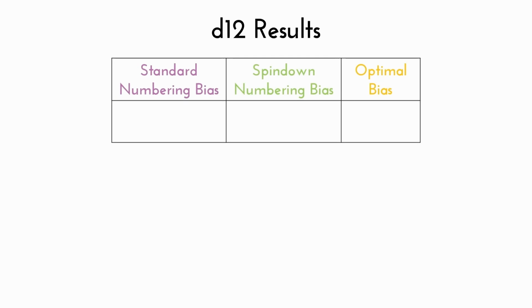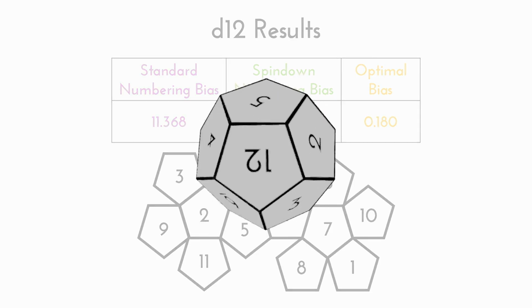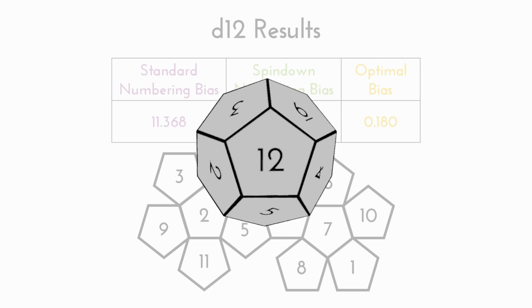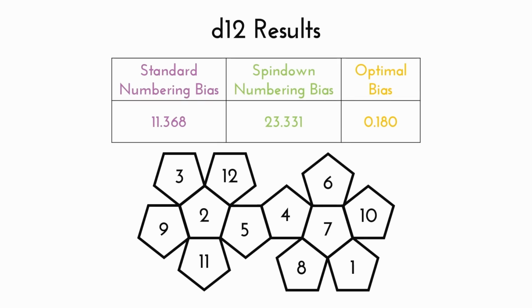For the D12, the standard numbering has a bias of 11.368, the spin-down numbering has a bias of 23.331, and the optimal has a bias of 0.18. Another one which can't quite get to 0, unfortunately, but it is 60 times better than the standard, which is great. The optimal arrangement here also doesn't seem to follow any kind of obvious pattern. It's just a shame because the D12 was my favourite dice, but looks like the D8 might have taken that spot. Okay, now for the D20, the big one.